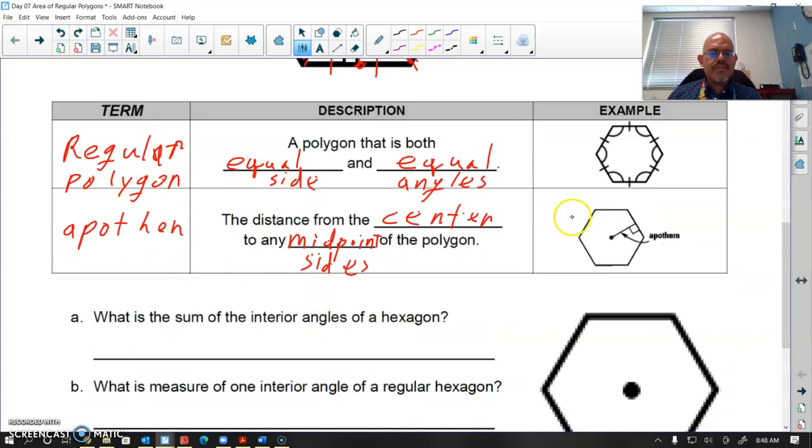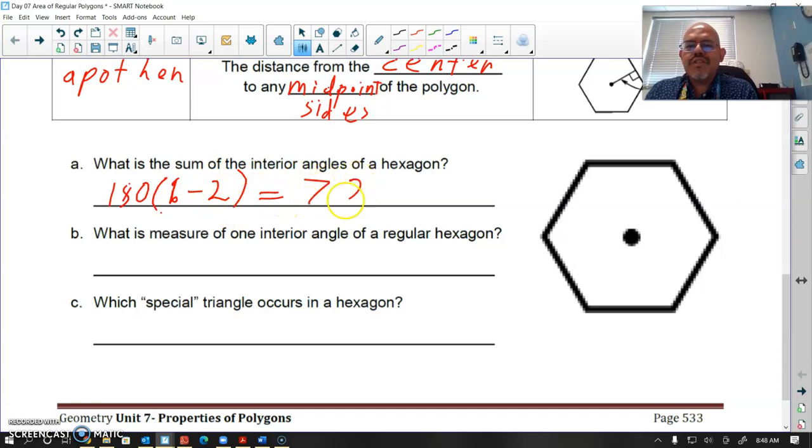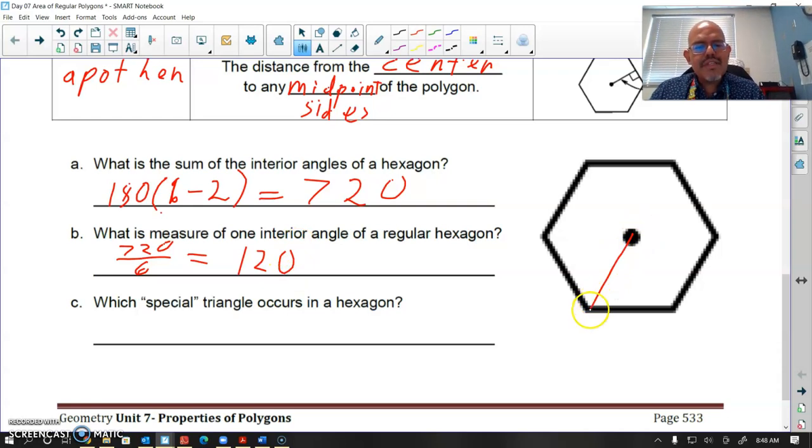So of course we have a regular polygon, all the sides. What is the sum of the interior angles of a regular hexagon? So we have 180 times 6 minus 2, which would be 720. Now, if you take 720 divided by the number of sides, that gives you 120. So that means that this angle right here is 120 degrees. But what happens is that 120 degrees gets bisected by each of the radii. So this becomes 60 degrees. So all this is 60.